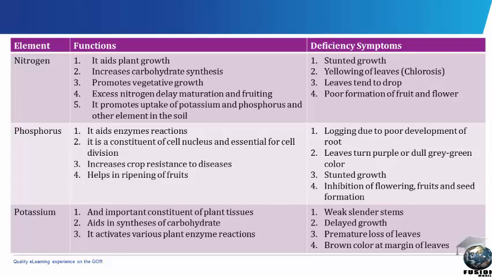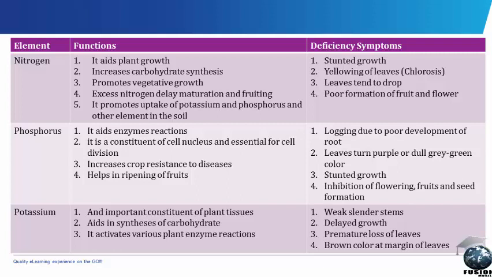Nitrogen aids plant growth, it increases carbohydrate synthesis, it promotes vegetative growth, but excess nitrogen delays maturation and fruiting. Nitrogen also promotes the uptake of potassium and phosphorus and other elements in the soil. The deficiency in nitrogen causes stunted growth, yellowing of leaves or chlorosis. Leaves tend to drop and there is poor formation of fruit and flower.